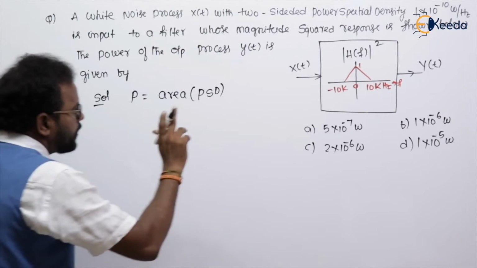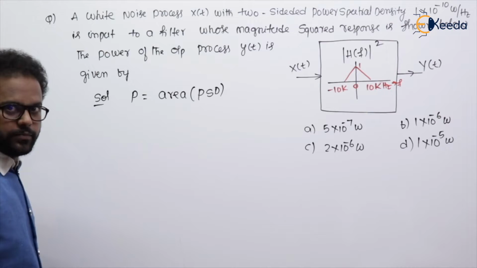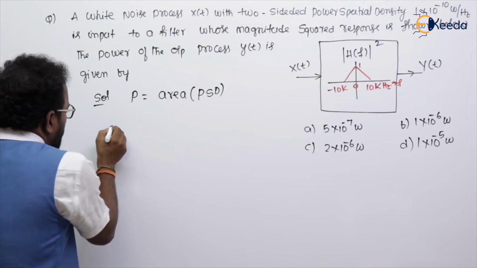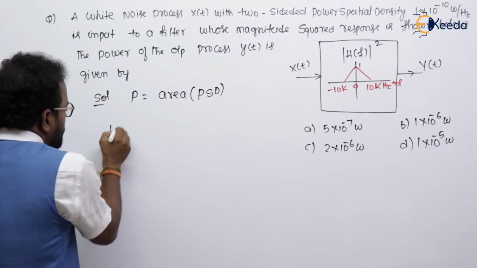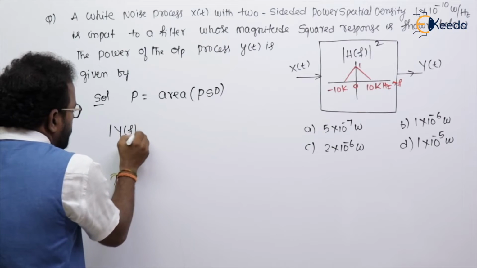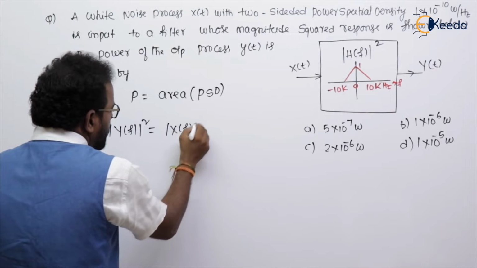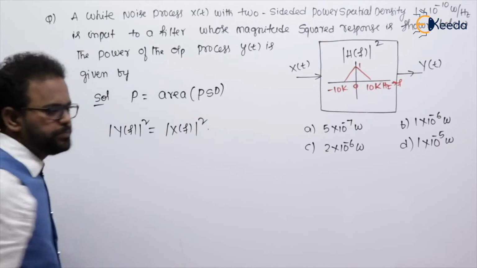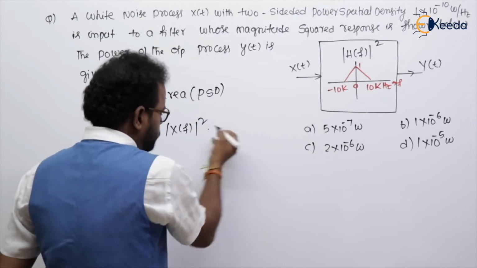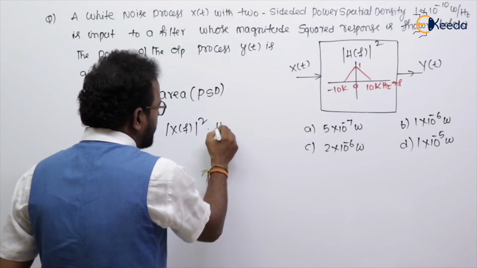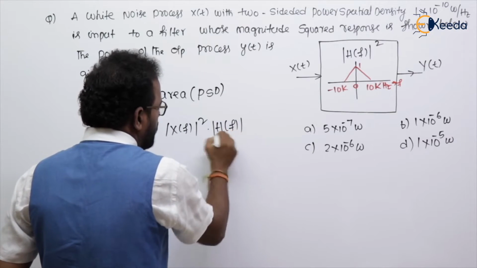So first calculate the output power spectral density. How to calculate the output power spectral density? That is mod Y of f whole square is nothing but mod X of f whole square into, we have to write the filter characteristics, H of f whole square.